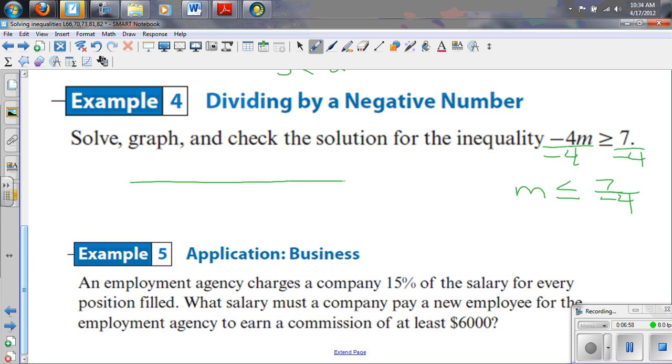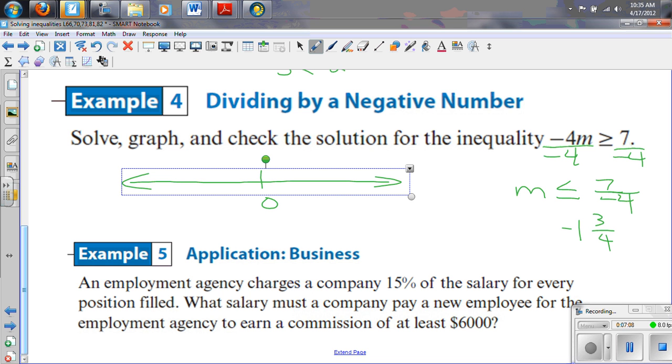Again, graphing negative 7/4. Here's your 0. And negative 7/4, we'd want to change that into a mixed number. So that's 1 3/4. So really, m is less than or equal to negative 1 3/4. And so we go over, I'm going to go over 1 and 2. And 1 3/4 is here. And so we're going to put in a filled-in circle on that. And it's going to be less than. And so less than goes to the left.